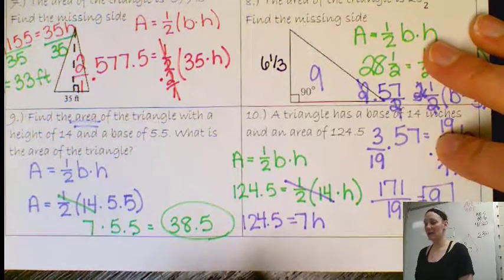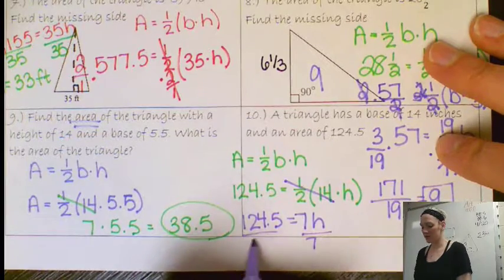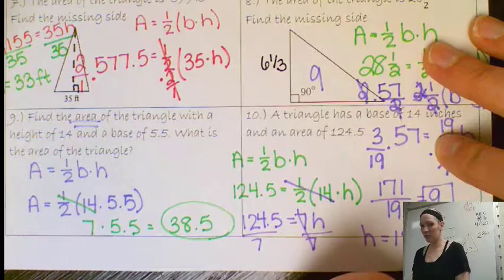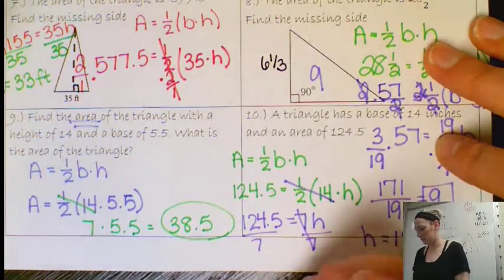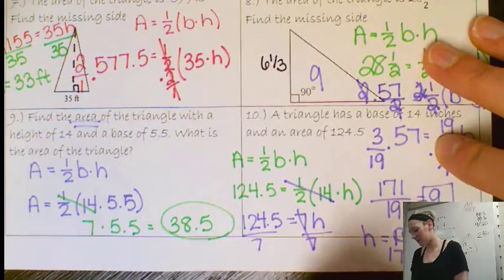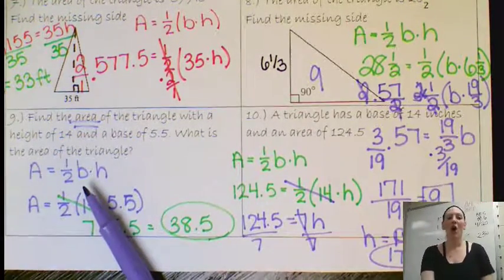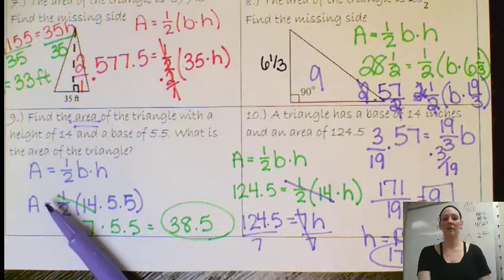I'm still multiplying h by 7, so I need to divide by 7. Divide by 7, that gets rid of that. h equals 17.79. Oops, sorry. 17.79. Make sure you round to the nearest hundredth. Hopefully this gives you a great understanding of how to find the area of a triangle.